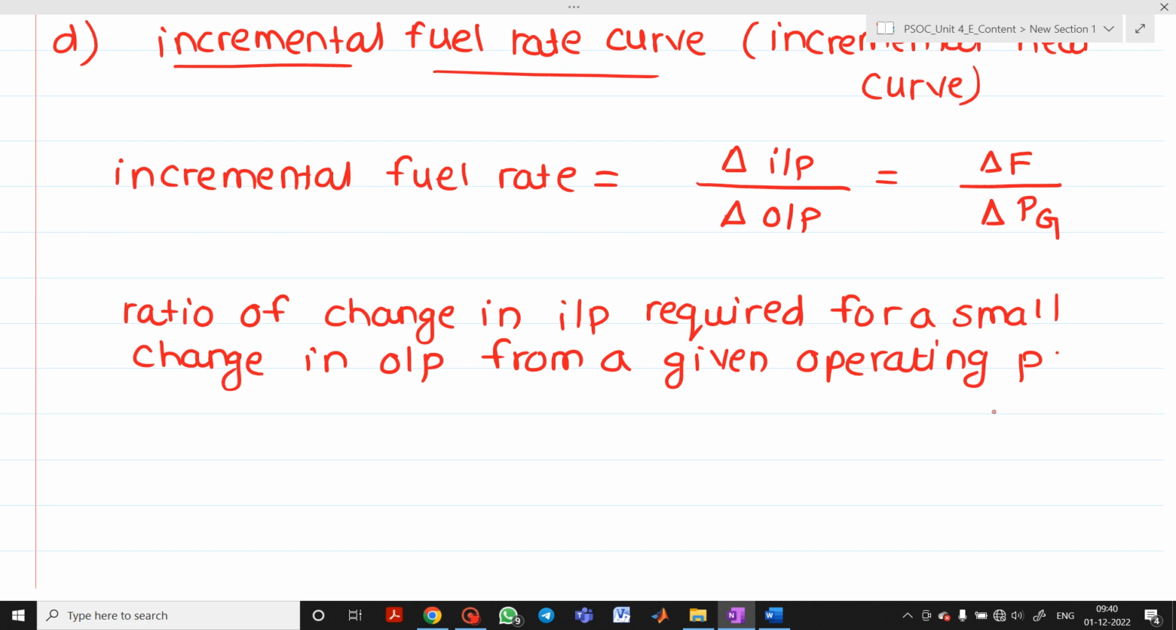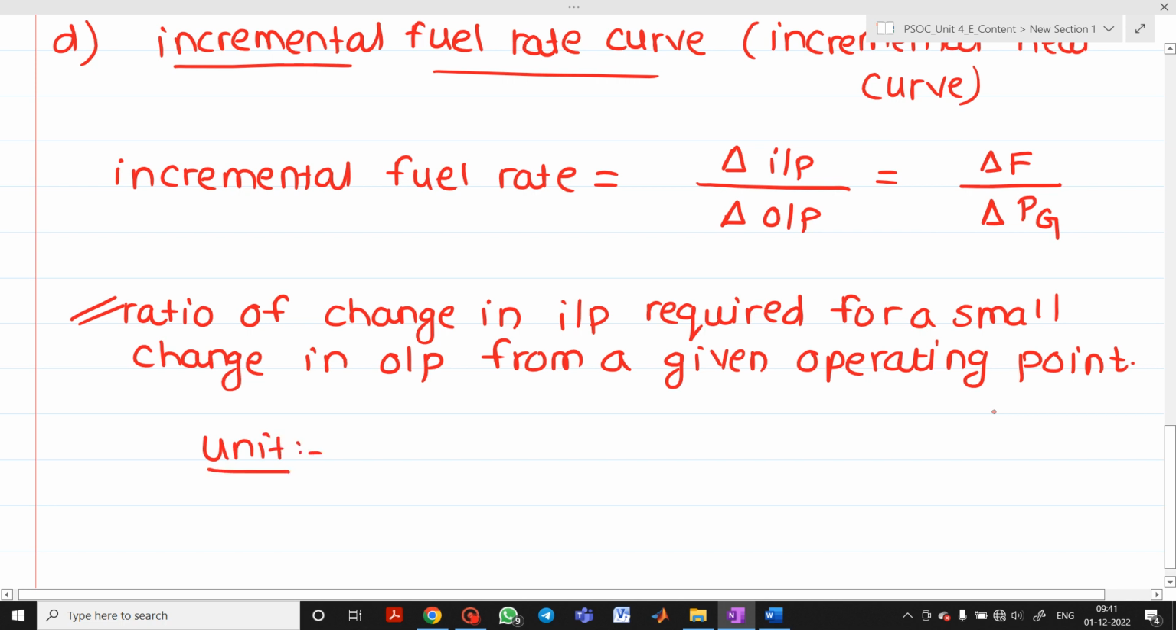So let's say, as we know, whenever demand is more, we need to increase the generation. Whenever we need to increase the generation by a small amount, we need to change the fuel requirement also. So that's why, what is the definition of an incremental fuel rate? It is the ratio of change in the input required for a small change in the output from a given operating point. What is the unit for this? The unit is change in the fuel input, which will be in BTU per kWh.